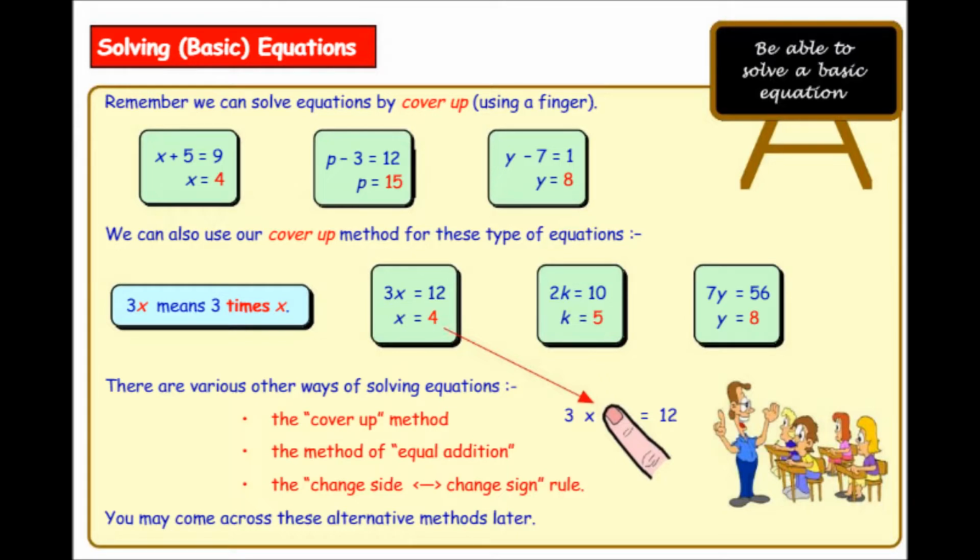3x equals 12, x equals 4. The reason x equals 4 is that 3 times 4 equals 12. Okay? The second one, 2k equals 10. K equals 5 because 2 times 5 equals 10. And then 7y equals 56. Y equals 8 because 7 times 8 equals 56, which you would know if you know your tables.